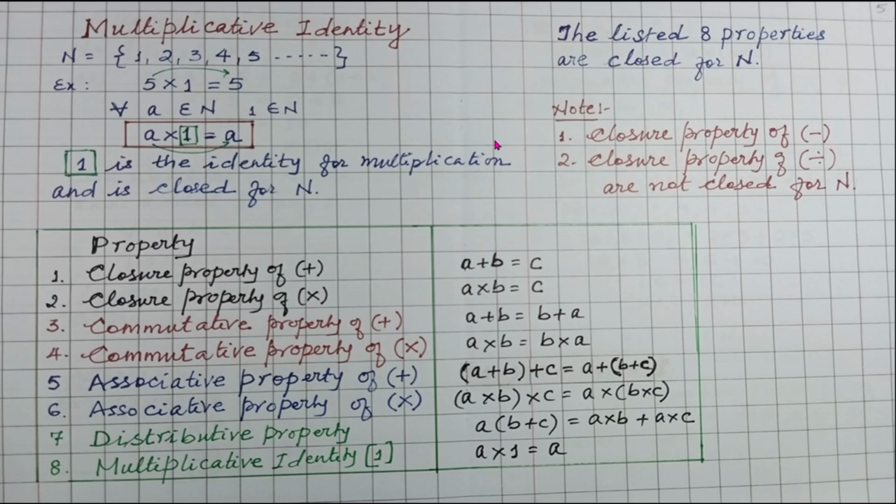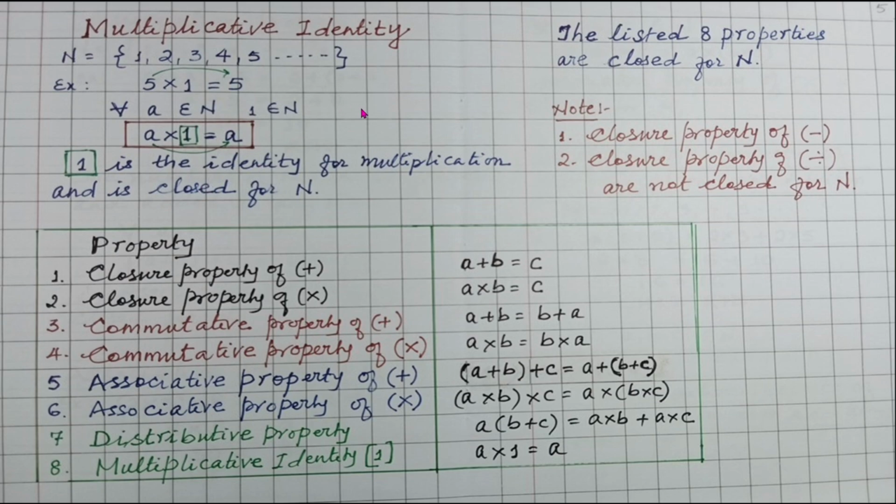Now, multiplicative identity. If you have a set N equal to 1, 2, 3, 4, 5, if I multiply 5 and 1, we get 5 again. 5 is a natural number, 1 is a natural number. When I multiply 5 into 1 again, I get 5. So, when we get 5 again when multiplied by 1, then 1 is called the multiplicative identity, which is possible for the set of natural numbers.